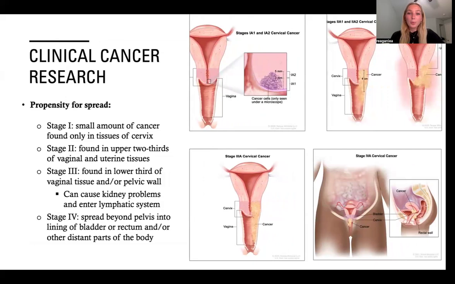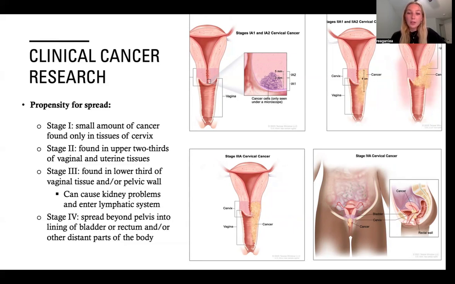So looking at the spread during each stage, for stage one, which would be the top left, you're looking at a small amount of cancer only found in the tissues of the cervix. Really can only see these in the cells under a microscope. In stage two, it's found in the upper 2/3 of the vaginal and uterine tissues, which can be seen in this image here on the top right.